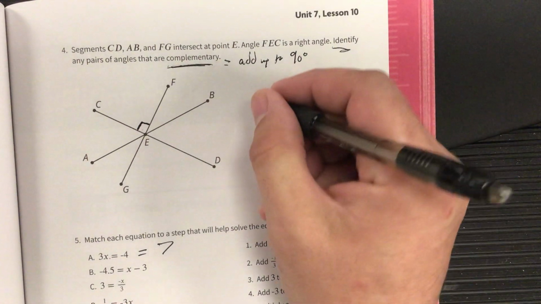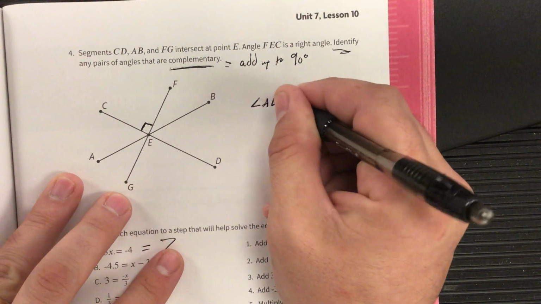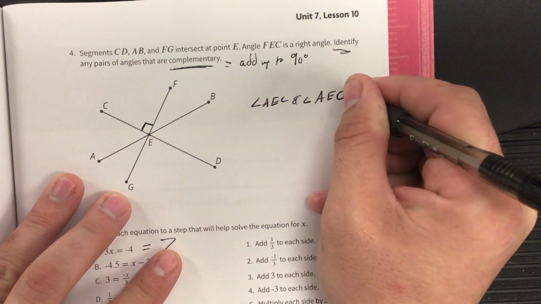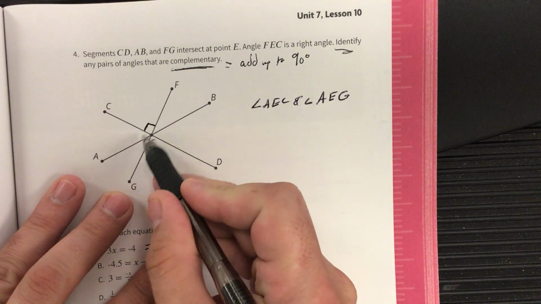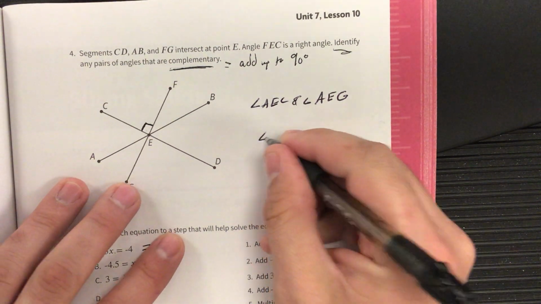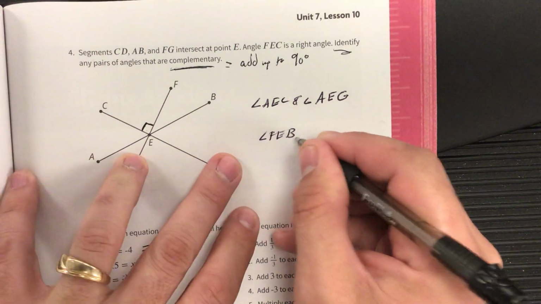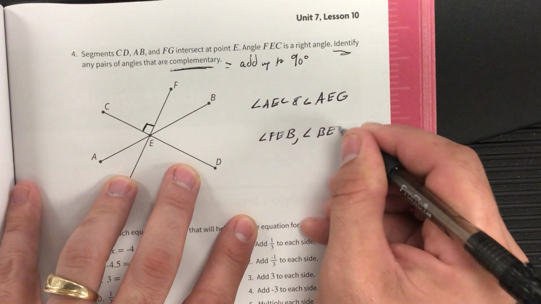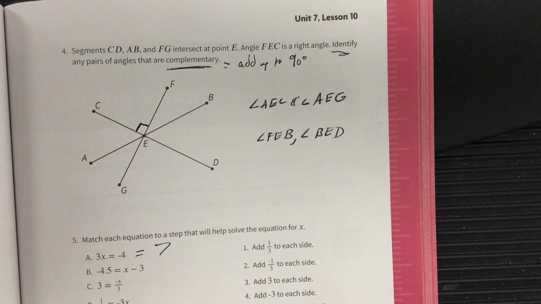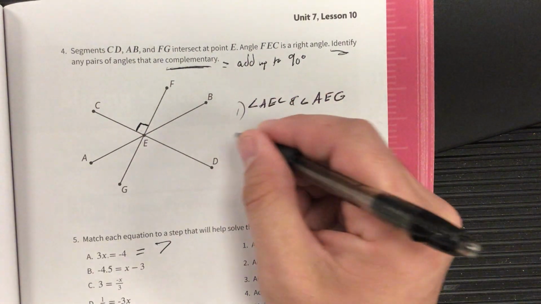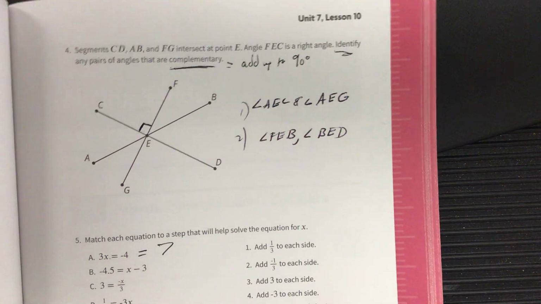Jack. AEC and AEG. Angle AEC and AEG, those would equal 90 there. Looks good. Matthew. Angle FEB and angle BED. Yes. That'd be these 2. Add up to 90, look good. It doesn't say how many to have. We listed 2 pairs. Hopefully that's good.